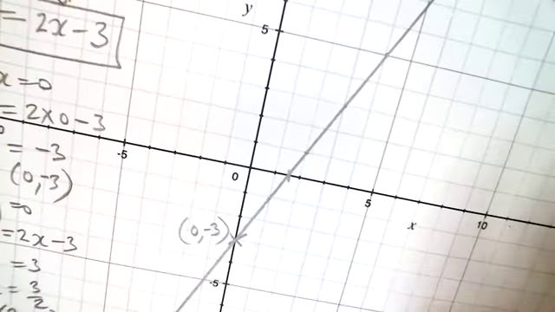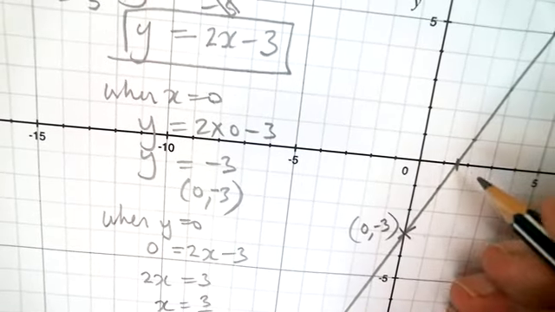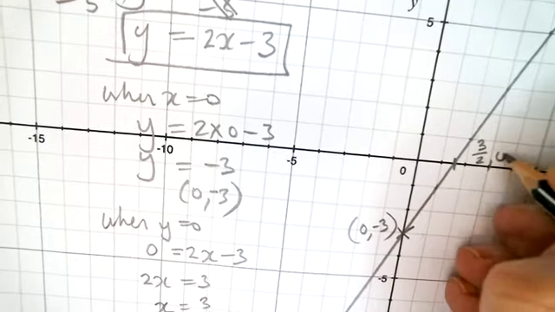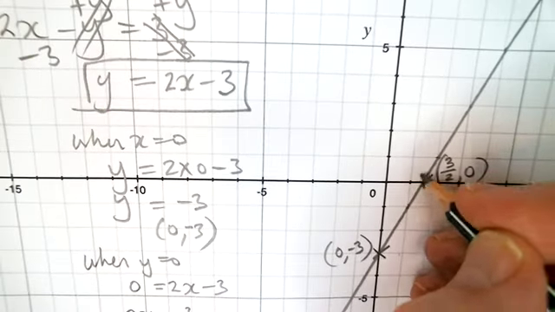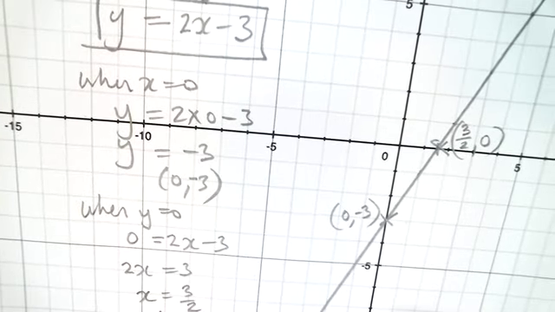If I was doing this correctly, I'd probably write the name of the equation on the line. And this, by the way, we can write as 3 over 2, comma, 0. That's the x-intercept. All right, that is nice. Now we've done the first graph.